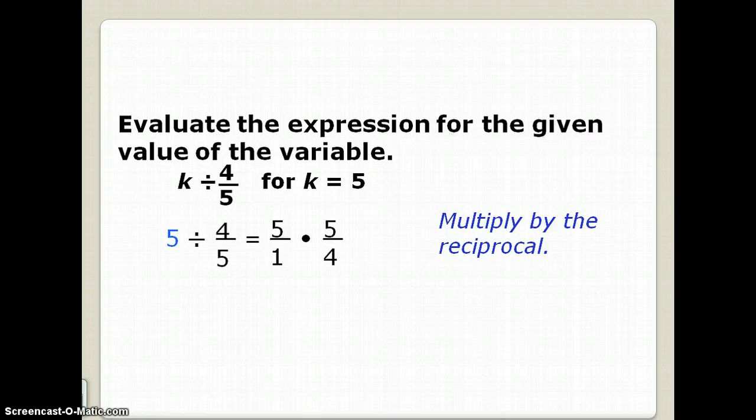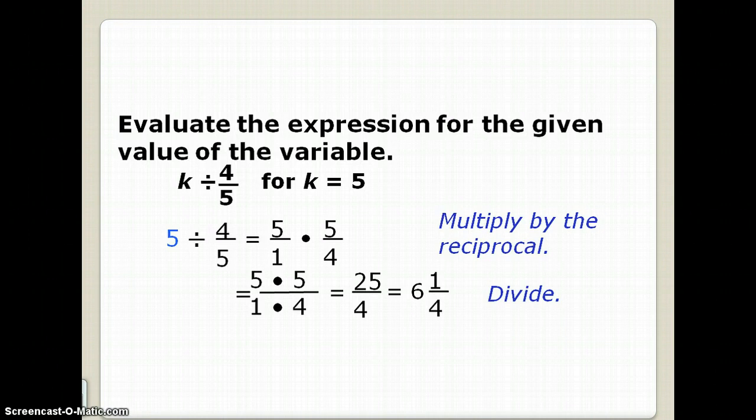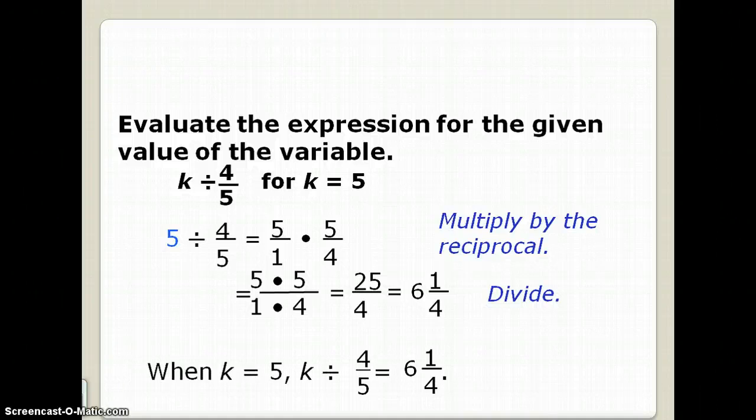And we don't divide by fractions, so we multiply by the reciprocal, which would be 5/4. Numerator times numerator, denominator times denominator, 25/4. If we want to make it a mixed number, we can make it 6 1/4. And so when k equals 5, k divided by 4/5 equals 6 1/4, or 25/4. And this is the end of Chapter 2, Section 5.